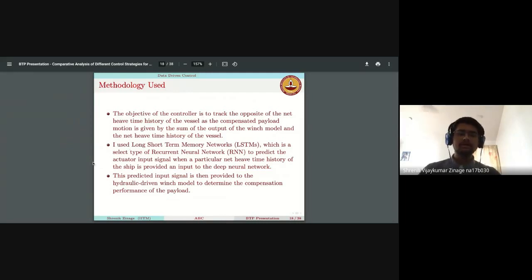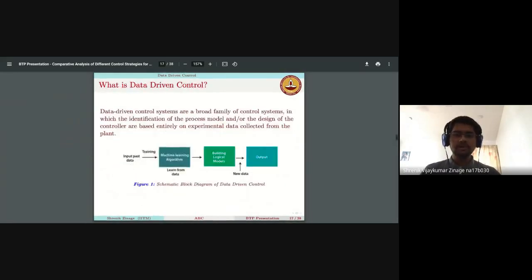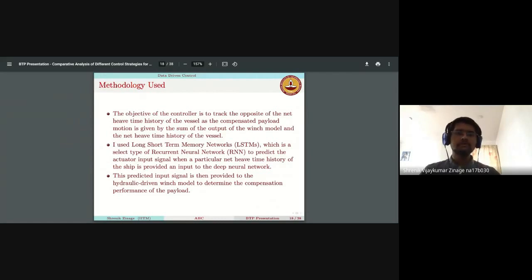So over here, I have tried to use a neural network, which comprises long short-term memory networks, a select type of RNN, to predict the actuator input signal when a particular heave time history is provided as an input to the deep neural network. I'm taking a neural network comprising a particular number of layers and training it with input and output data, where my input would be the output of the winch model when a PD controller is implemented, and the output is the control input to the winch, the PD control input of the winch.